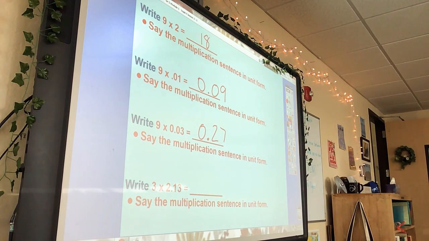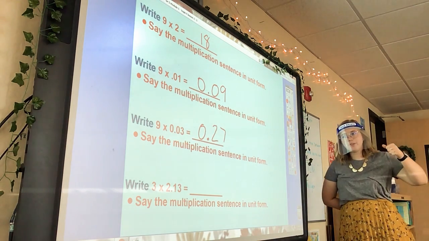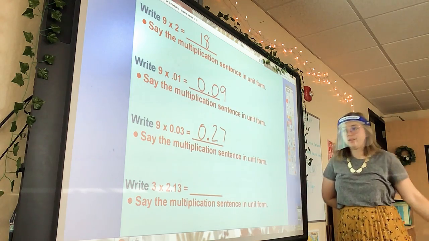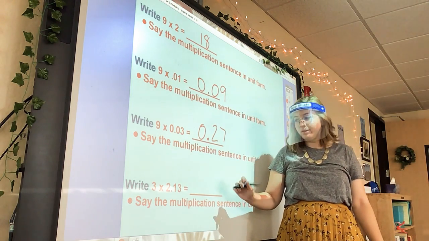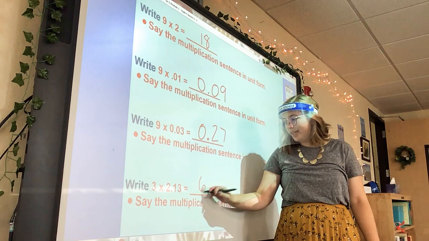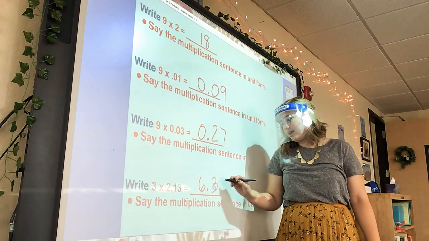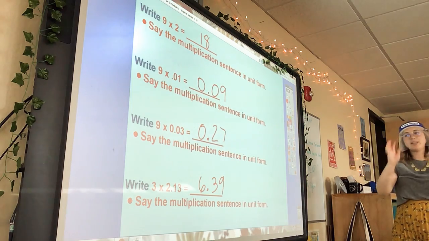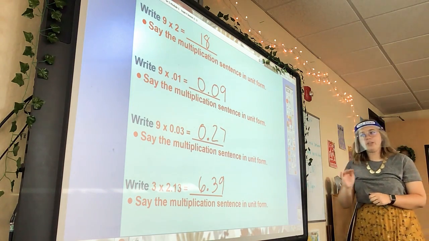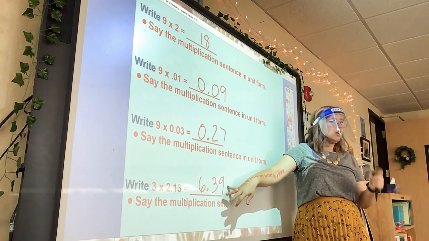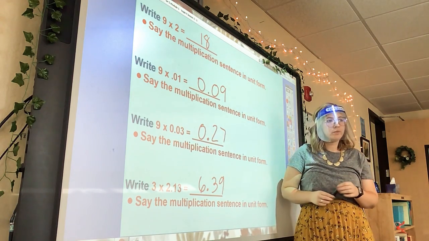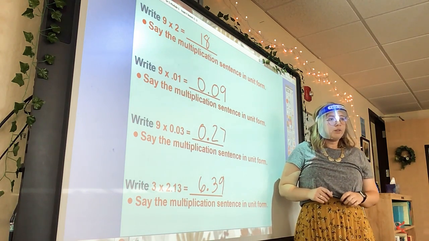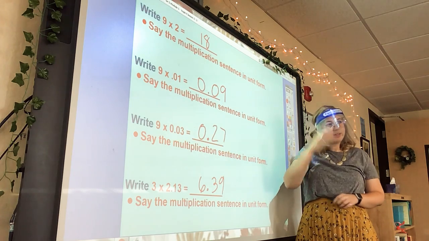Thumbs up when you have an answer. I know you tried it. Okay. All right. Cool. When I snap my fingers, tell me what you got. 6 and 39 hundredths. Good. 6 and 39 hundredths. I love how you guys said that in unit form. It was perfect. 6 and 39 hundredths. Is anyone confused on how we got that? Charlie, question? No.